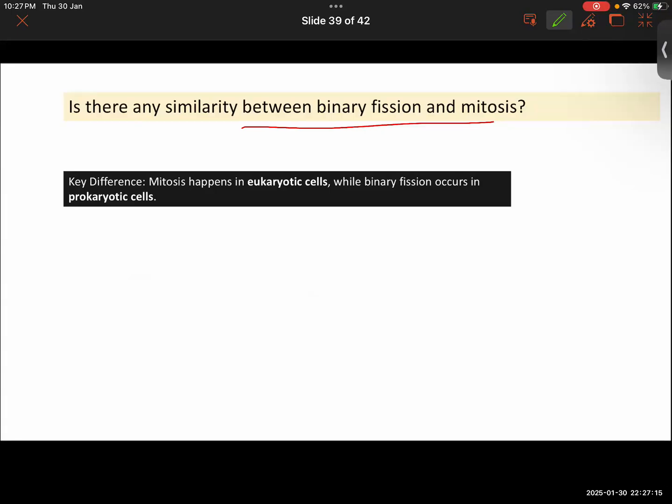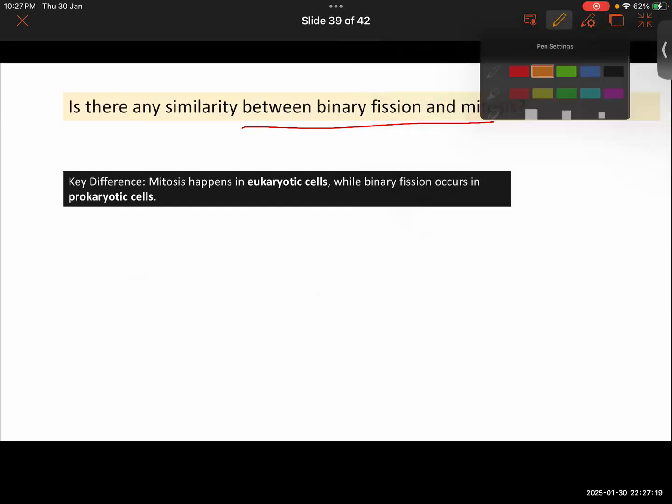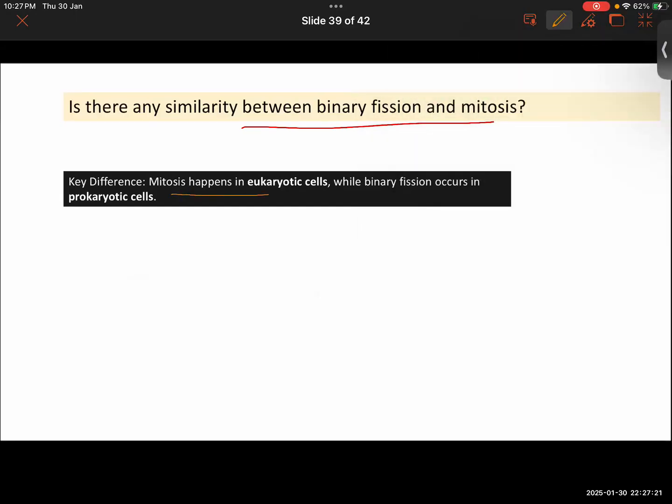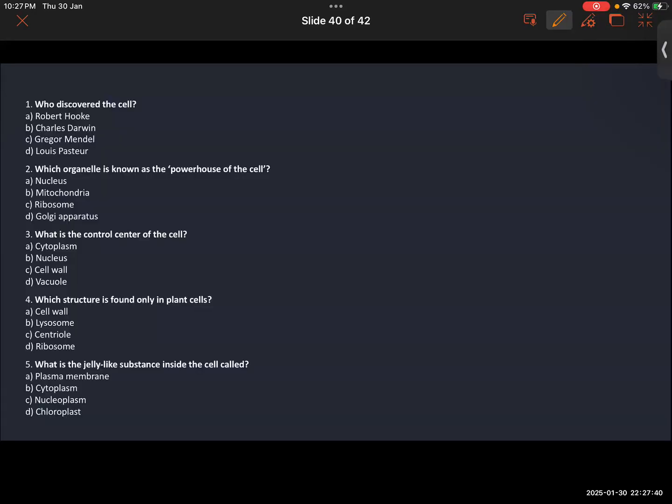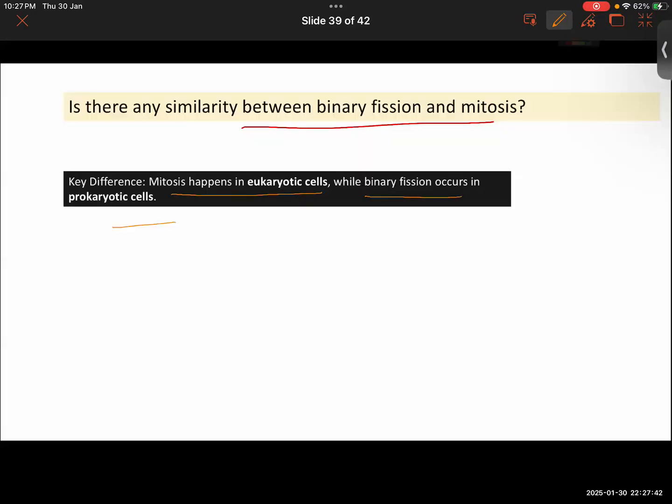But there is a difference also. The key difference between the two is that mitosis happens in eukaryotic cells, while binary fission occurs in prokaryotic cells. So this amoeba or the bacteria, obviously they are prokaryotic organisms. So that is the key difference between the two. Hope this is clear to everyone. Any questions?